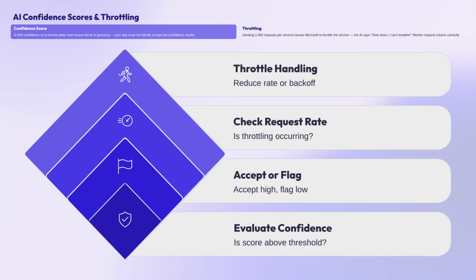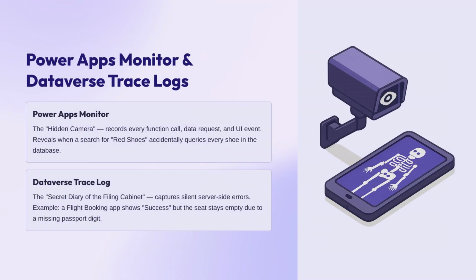So now that we've mastered how to watch the user's screen for hidden mistakes, you might be wondering how we handle those silent failures where everything looks fine, but the Dataverse filing cabinet is actually refusing to save the information. Well, that brings us right into our next step, which is Dataverse trace logs and plugin errors. Let's dive into Dataverse trace logging.